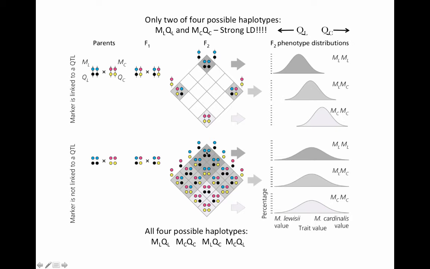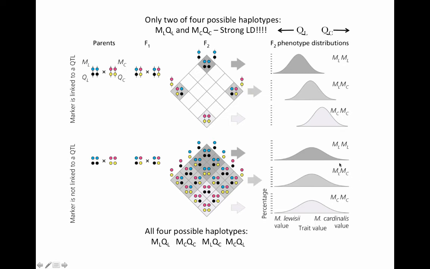And so the blue homozygotes can be associated with either the black Lewisii QTL homozygotes, heterozygotes on both sides, or the cardinalis homozygotes, which means that the full range of phenotype is possible, associated with homozygous genotype at the marker. So this is represented by this full range of the phenotype.